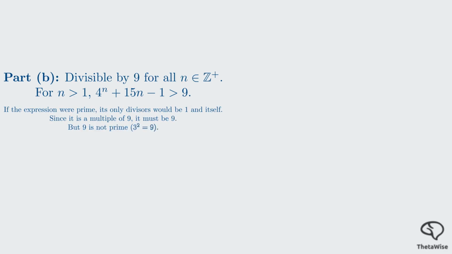For Part B, since we proved the expression is always divisible by 9, then for n greater than 1, the value will always be a multiple of 9 greater than 9. Consider a proof by contradiction. If it were prime and a multiple of 9, it must be 9 itself. But 9 is not prime as it is 3 times 3. Therefore, it can never be prime. This is a concise proof by contradiction relying on our induction result.